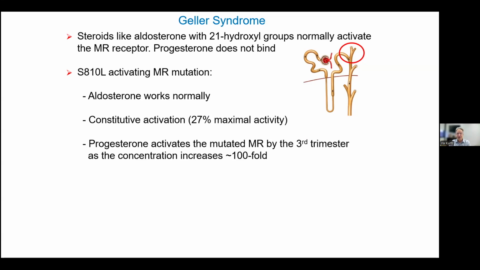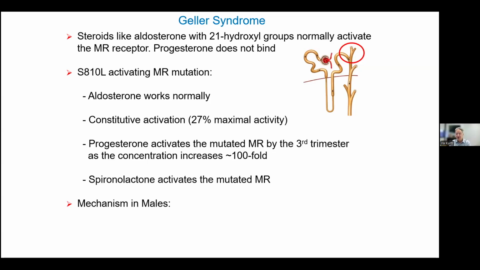The other issue is progesterone. Progesterone, because of the mutation, activates the receptor by the third trimester. Progesterone increases throughout pregnancy, and in the third trimester, its concentration goes up about 100-fold. So it's dose related, and it reaches a certain concentration where it can bind to this mutated mineralocorticoid receptor. The other interesting thing is Aldactone, which normally binds and blocks the receptor. In these patients, it actually activates it. So don't give these patients Aldactone to treat what's going on, or you'll make things worse.